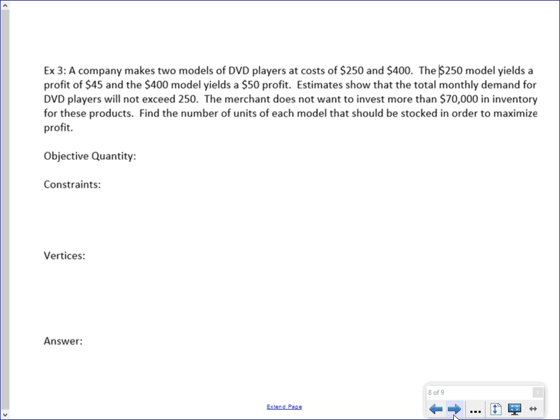What do you want your variables to be? Okay, and what variables do you want to use? Which letters? X and Y. Okay, so we're going to say X is, Turner says, the $250 model. Y is the $400 model, and that's really saying like the number of those models that you're keeping in your inventory, right? Okay.